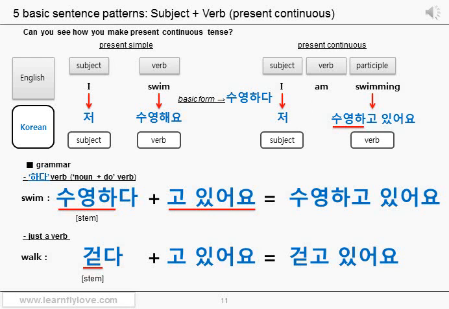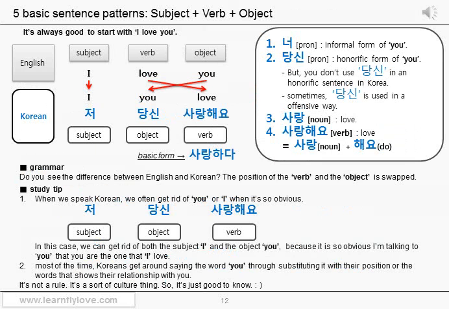We already learned about this. 걷고 있어요. Again, you just need to find the stem of the verb and add 고 있어요 to it. That's it. You know, the stem is the main part of the word which does not change while the ending changes. Very good. Now let's make sentences with the subject, verb, and object. It's getting interesting, isn't it?